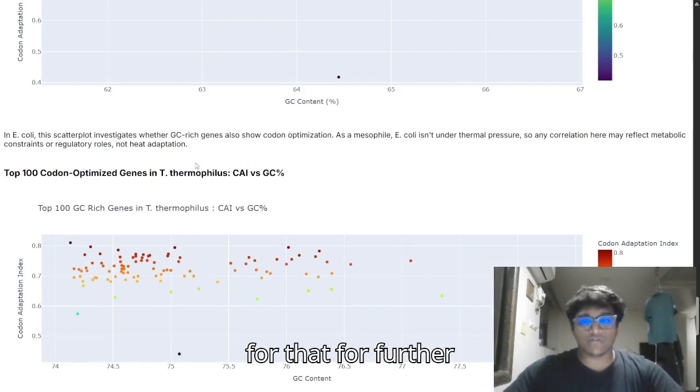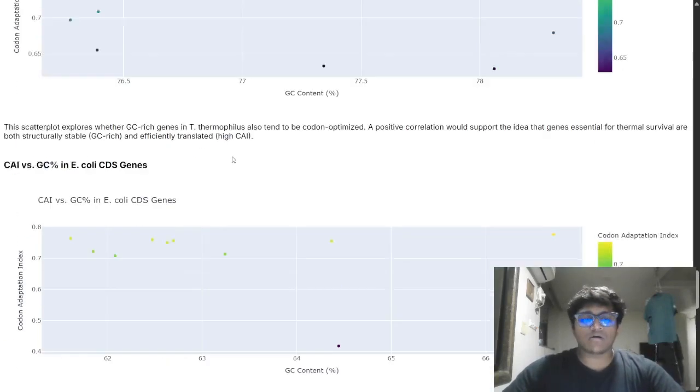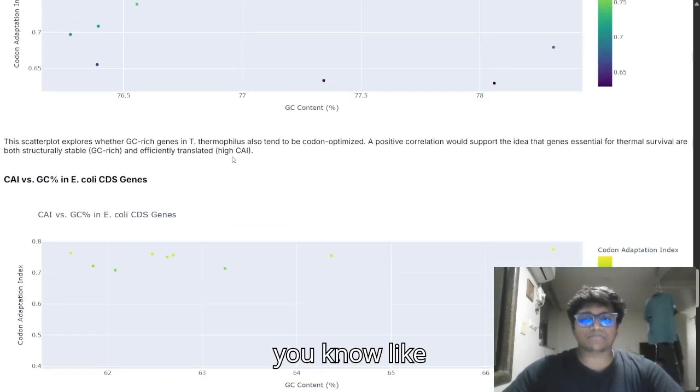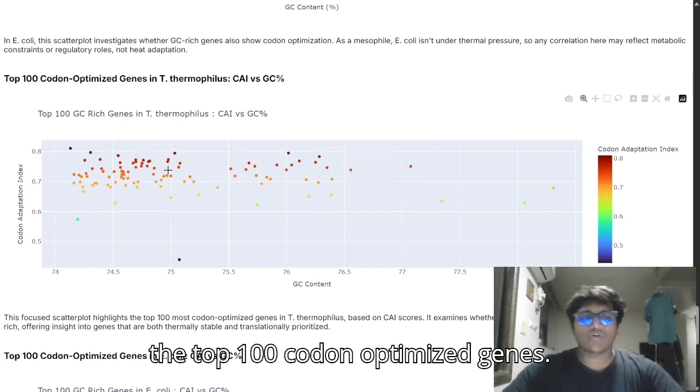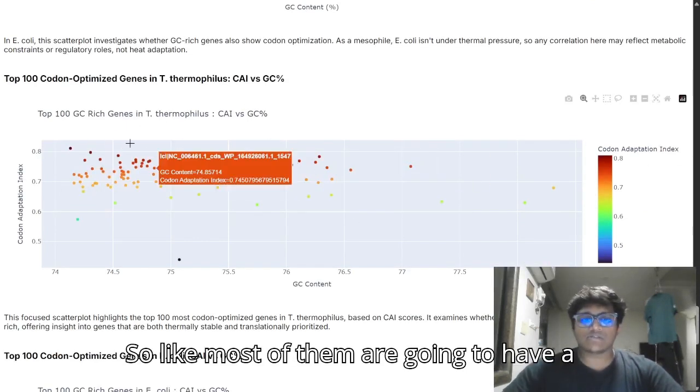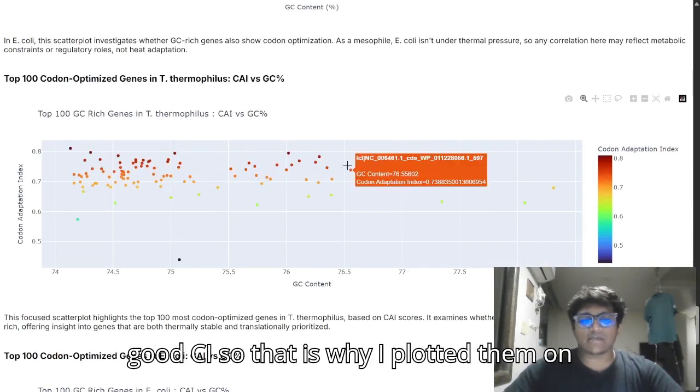So for further exploration, I looked at the top 100 codon-optimized genes. Most of them are going to have a good CAI, so that is why I plotted them against GC percentage.